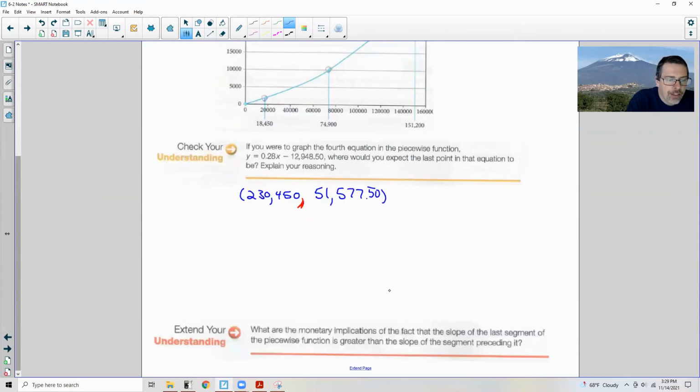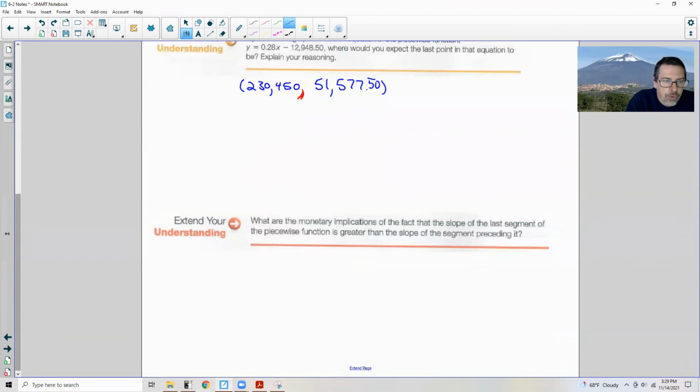Now there's an extend your understanding. What are the monetary implications of the fact that the slope of the last segment of the piecewise function is greater than the slope of the segment preceding it? Okay, so that's a pretty straightforward question. It's pretty easy. The answer is the more income you make, the higher a percentage of it you pay in taxes. Okay, and that is what your slope is, the amount of tax percent you pay.